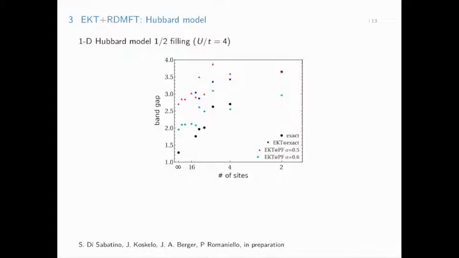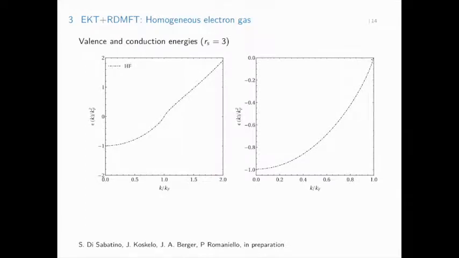So these are the results for the Hubbard model. Then here I'm considering another simple model, the homogeneous electron gas, which should capture the basic physics of simple metals. Here I'm reporting the valence and conduction energies, so the removal and addition energies, within the Hartree-Fock approximation. On the right, you have a zoom of the valence part only. This is what is obtained within one-shot GW. So we have a smaller bandwidth with GW.